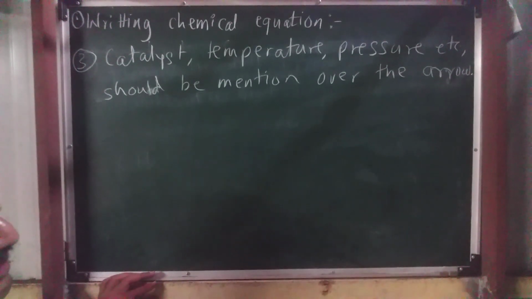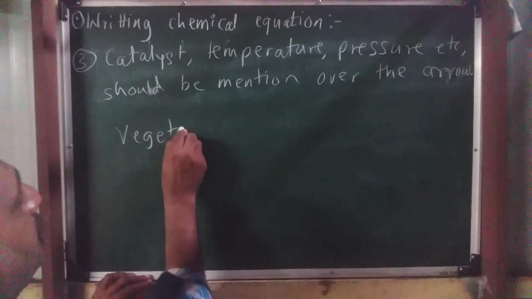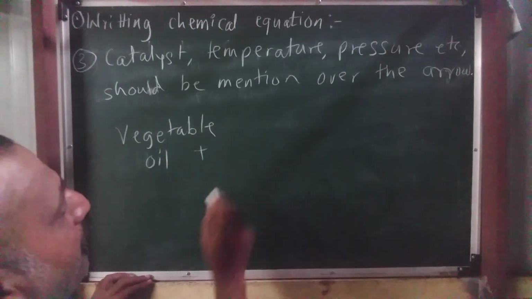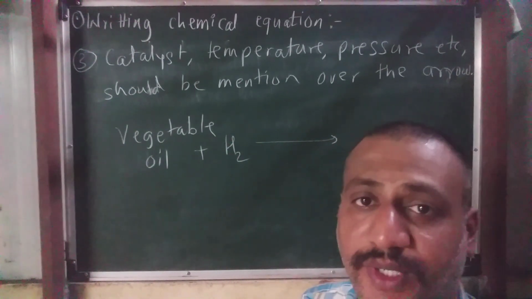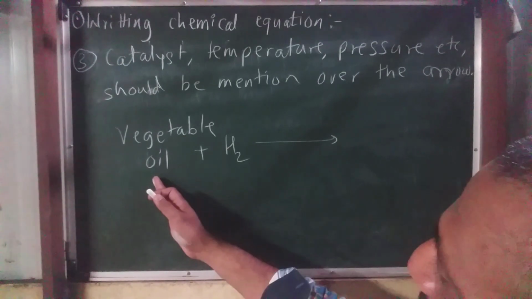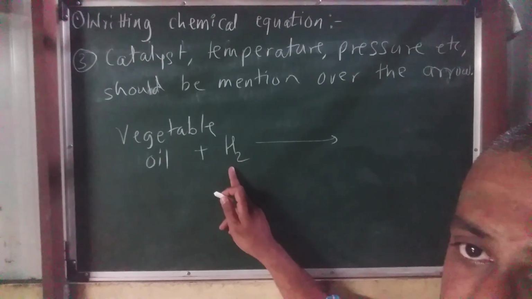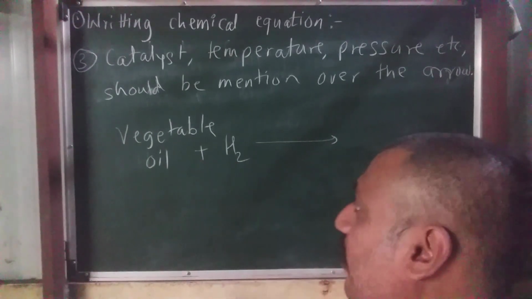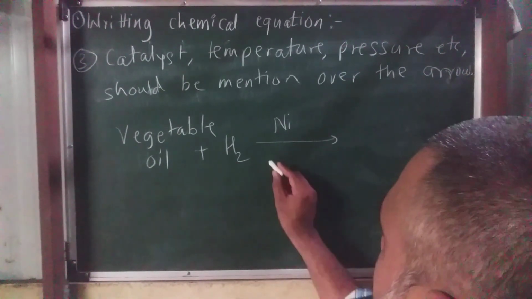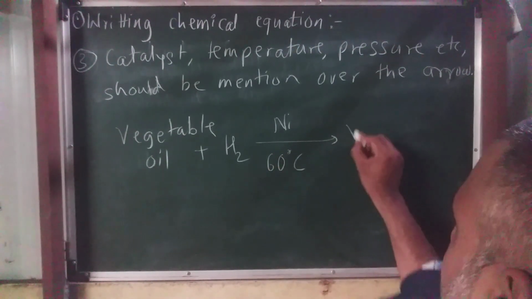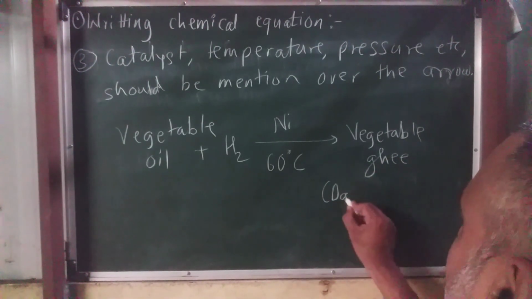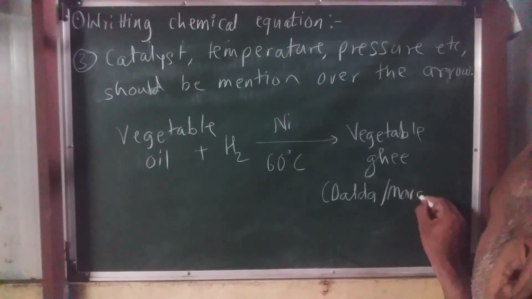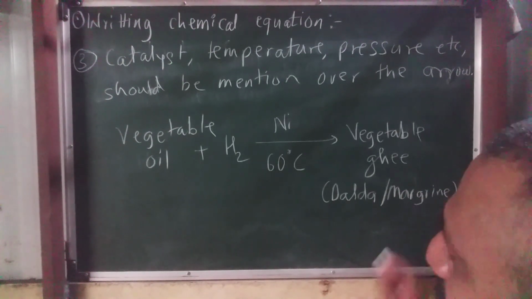Okay, let's see. Here we are talking about the change in which reactants are converting into the product. Say for example vegetable oil. We are all familiar with the different vegetable oils, soya bean, groundnut, sesame and so on. So vegetable oil, when treated with hydrogen, this is called the hydrogenation of the vegetable oil, in presence of nickel as a catalyst at 60 degrees Celsius temperature. It results in the formation of vegetable ghee. What we call vegetable ghee, dalda, margarine, these are going to form.